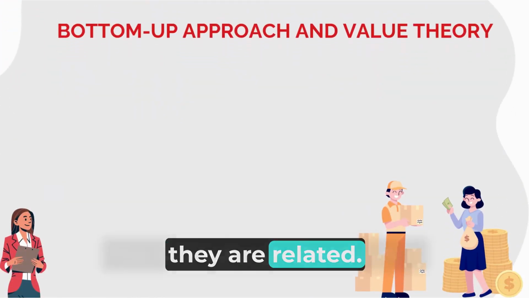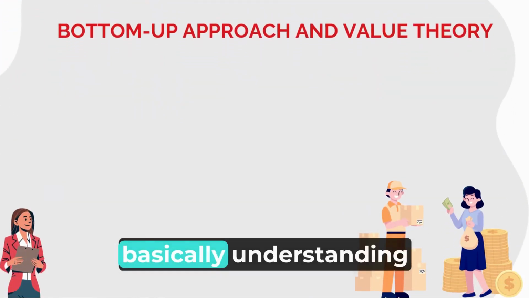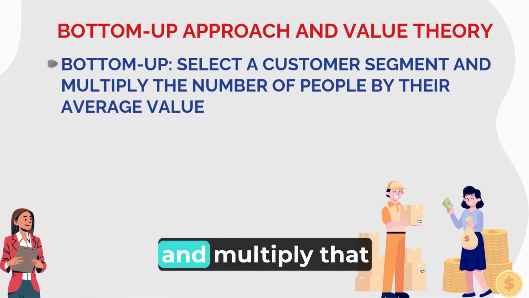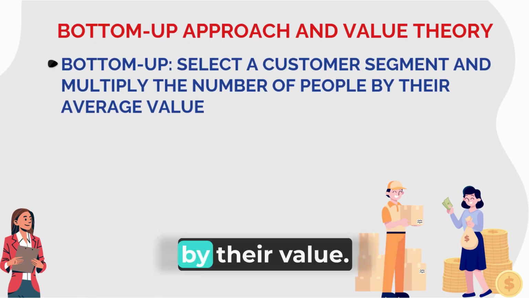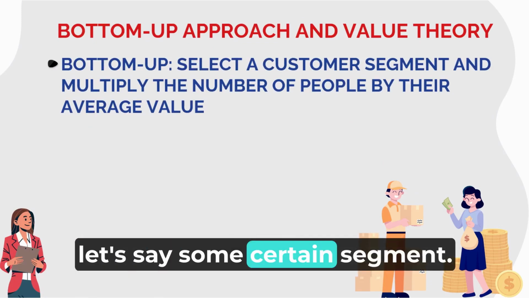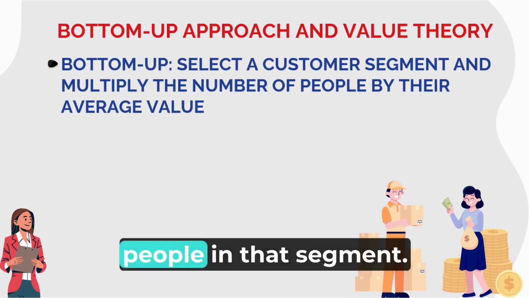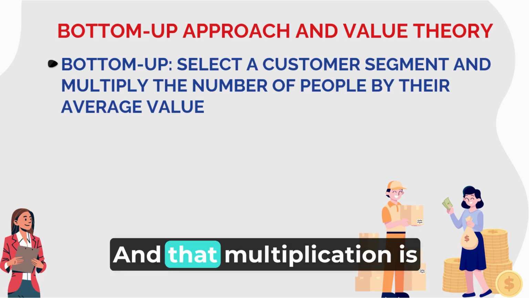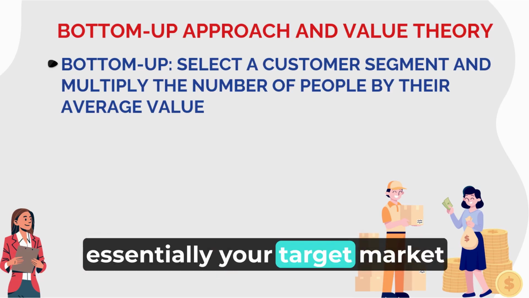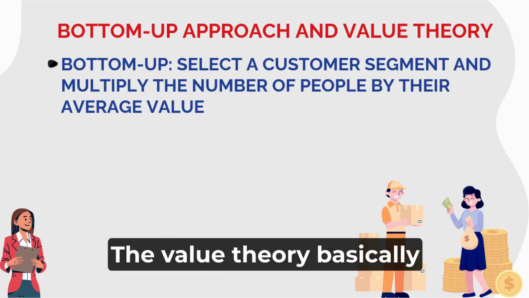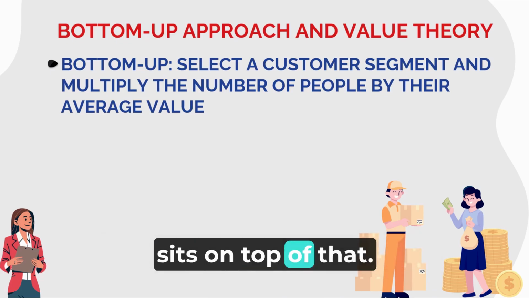They are related. The bottom-up approach is basically understanding what you're selling, how much you're selling it, and multiplying that by their value. It's realistic to dominate a certain segment. There's a certain number of people in that segment. We know what their value is, and that multiplication is essentially your addressable target market. The value theory basically sits on top of that.